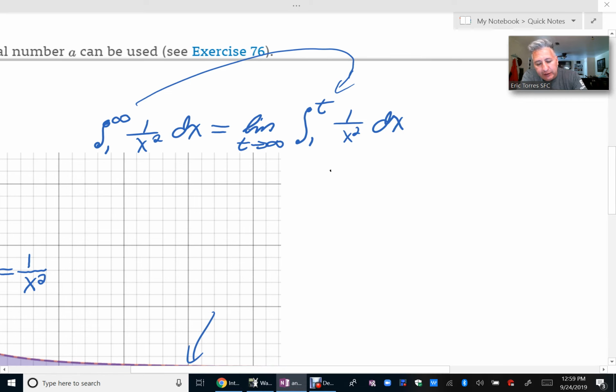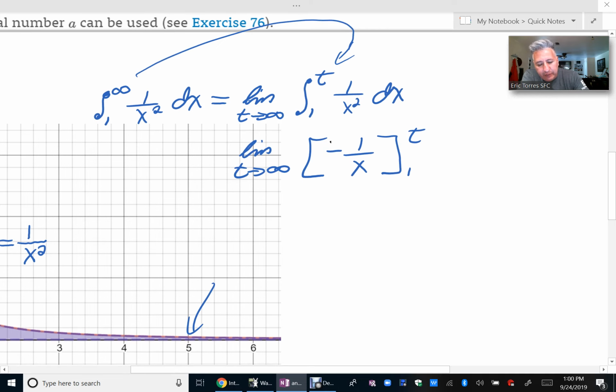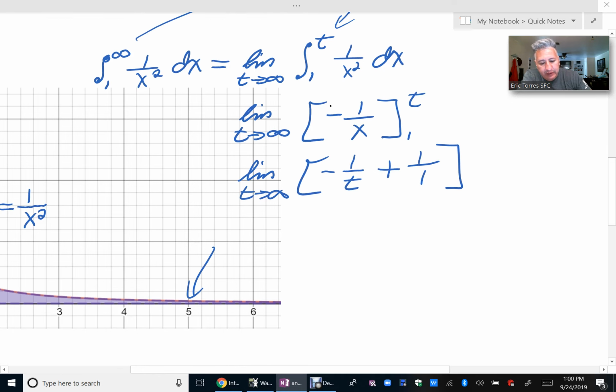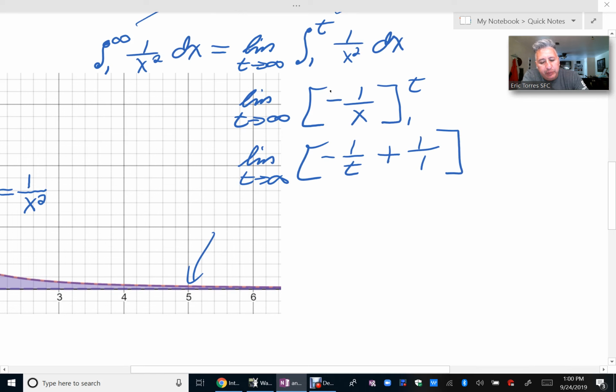So now I'm going to take the antiderivative, still have my limit as t approaches infinity. The antiderivative of 1 over x squared is negative 1 over x. And again, I'm still evaluating that from 1 to t. Okay, so first thing I'm going to do is plug in my t. So I'm going to have negative 1 over t minus a negative 1 over 1 when I do my substitution.